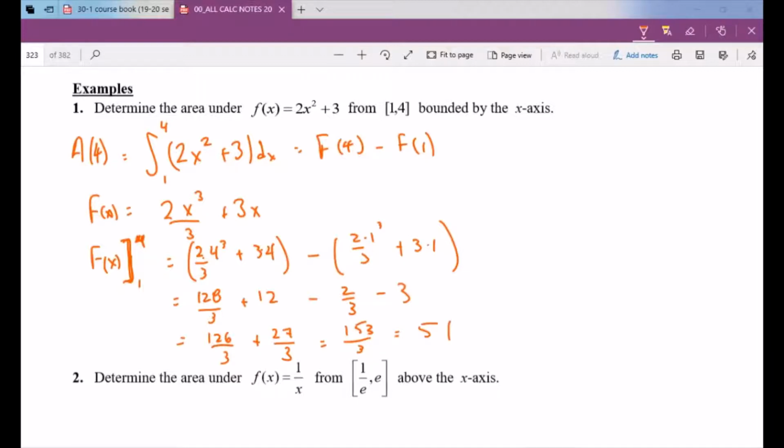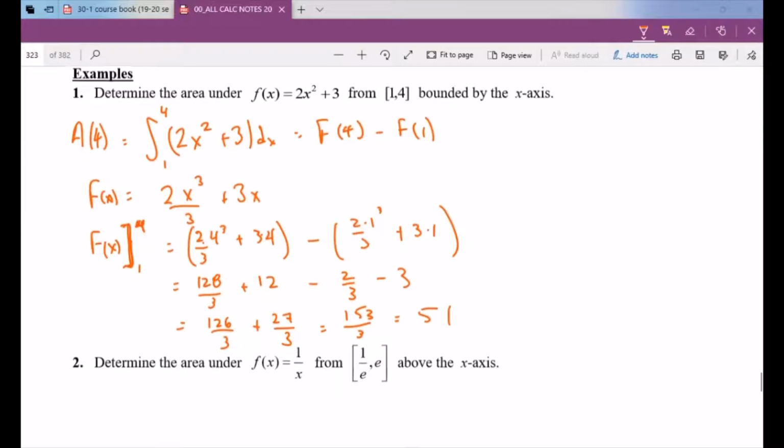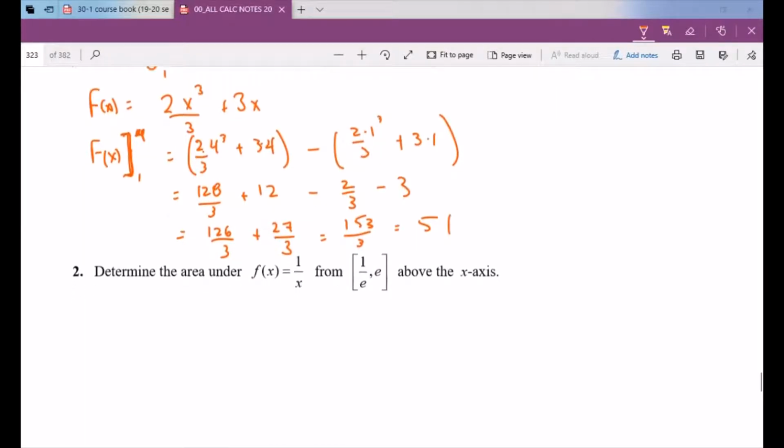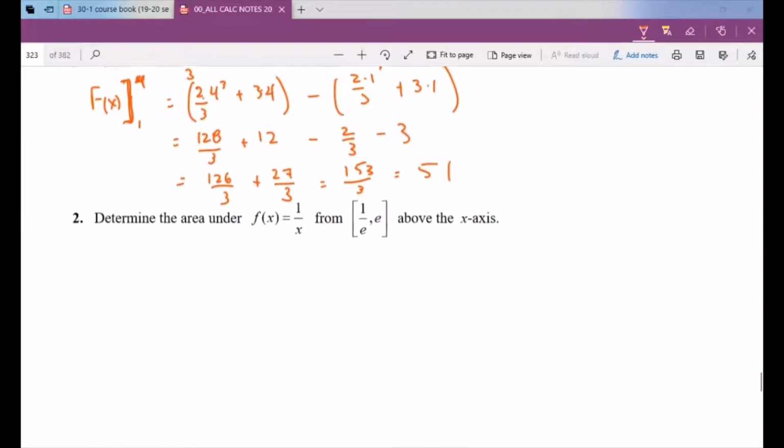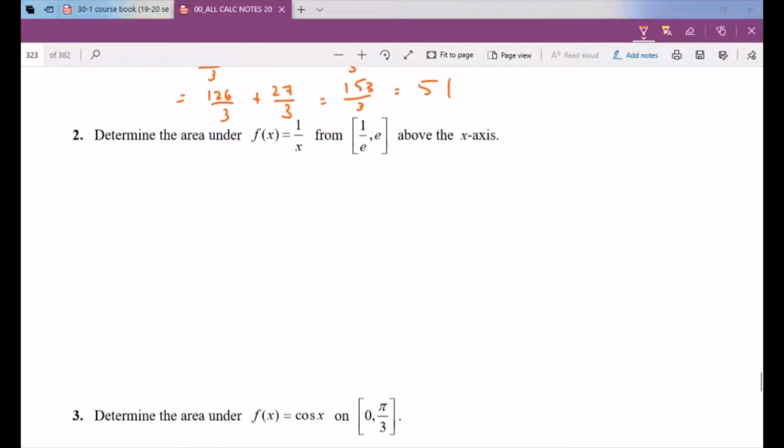We saw this result earlier when we did this a different way, but now we're streamlining our process. We're taking our integration from 1 to 4. We evaluate this integral, we find the antiderivative, we evaluate it at 4, we subtract when we evaluate it at 1. And that's it.